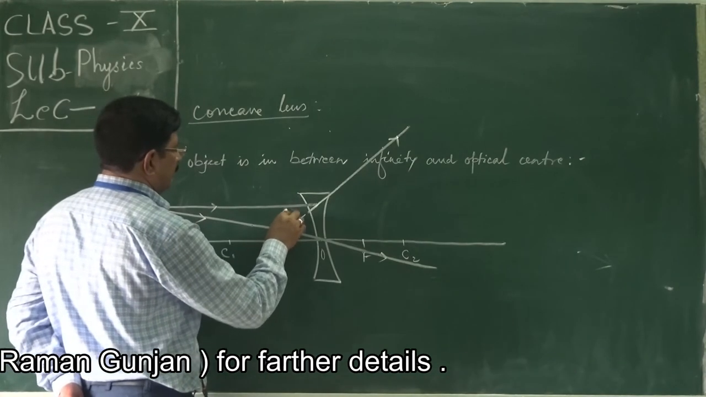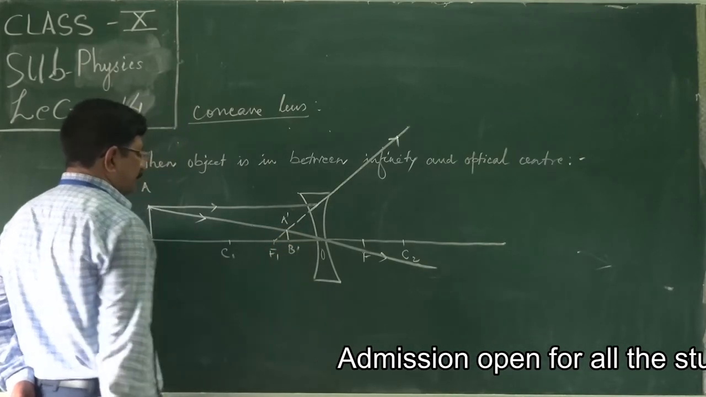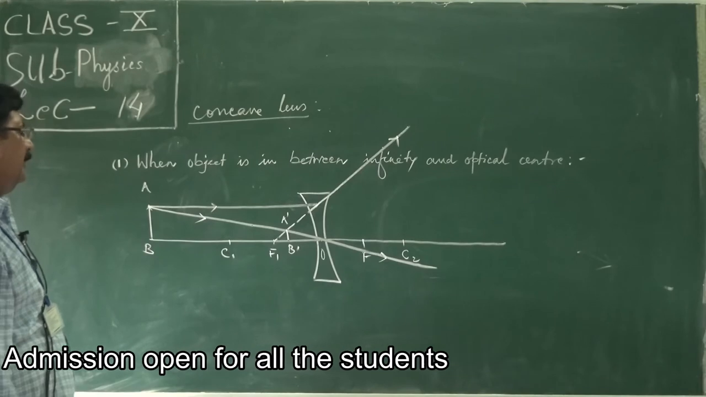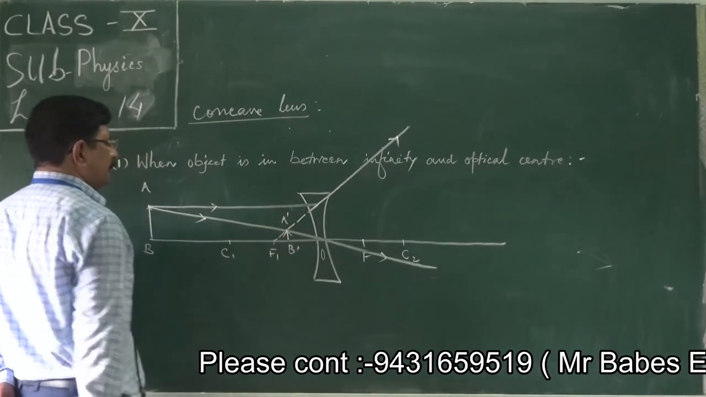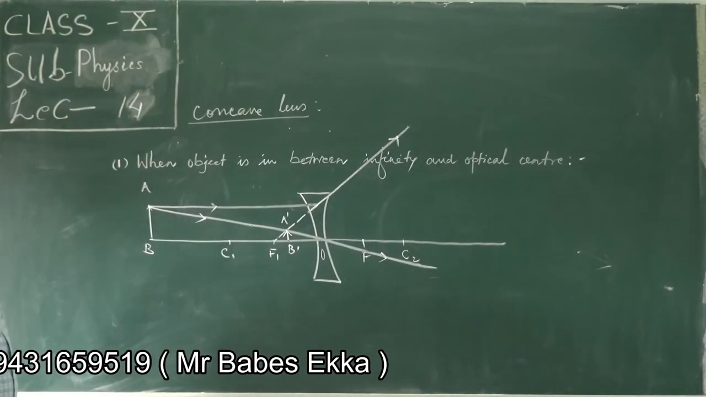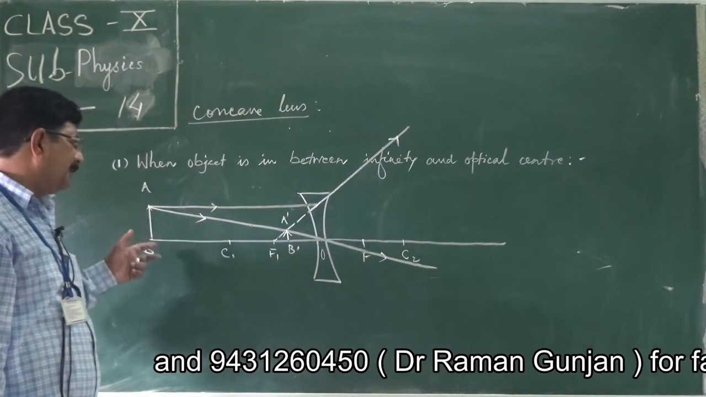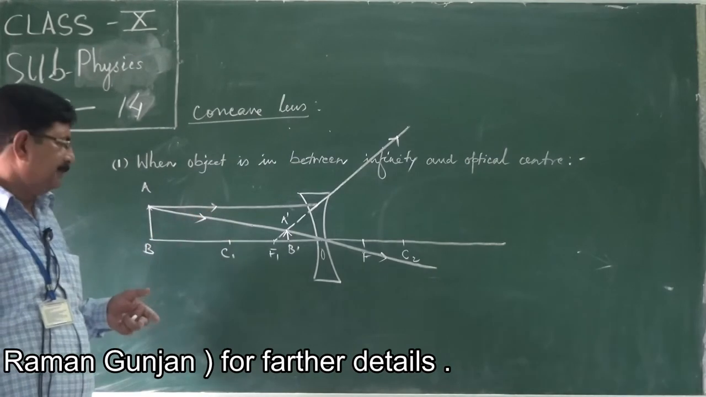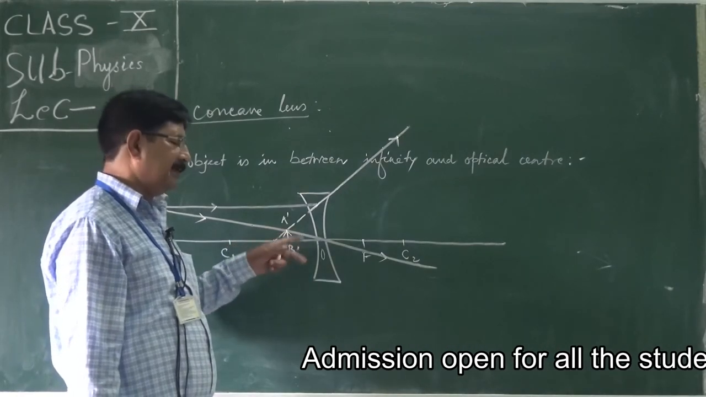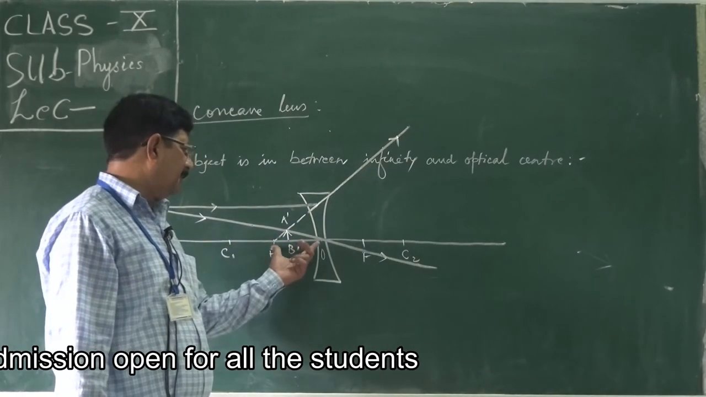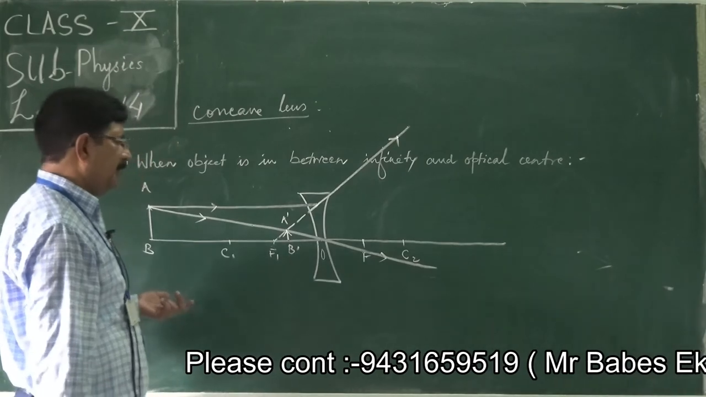We draw perpendicular from A dash to principal axis. Then A dash B dash is the virtual image of the object. When object is brought nearer to the lens, the size of the image formed increases, but always forms between focus and optical center, and always virtual and erect.